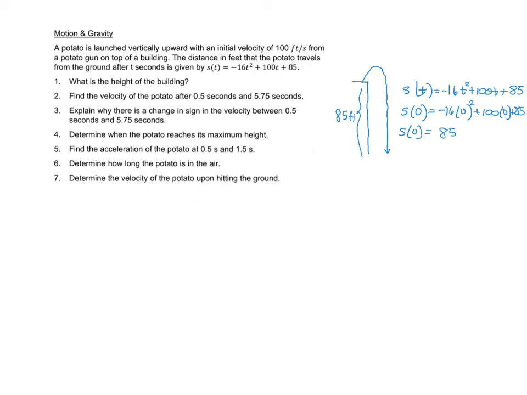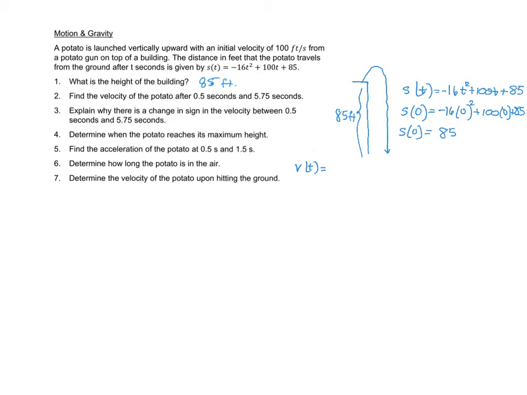Right? So we've answered the first question. This is 85 feet. Now we want to find the velocity of the potato after 0.5 seconds and 5.75 seconds. In order to find velocity, we need to take the derivative. So let's go ahead and do that.